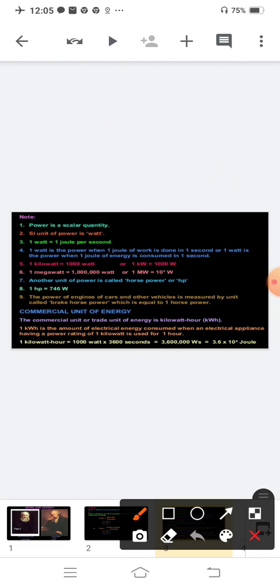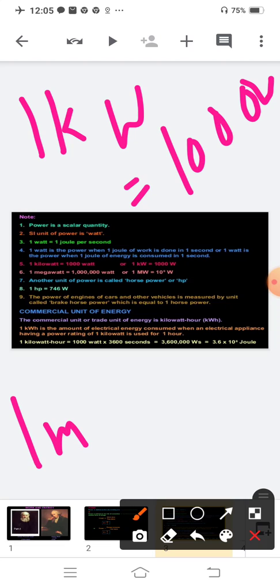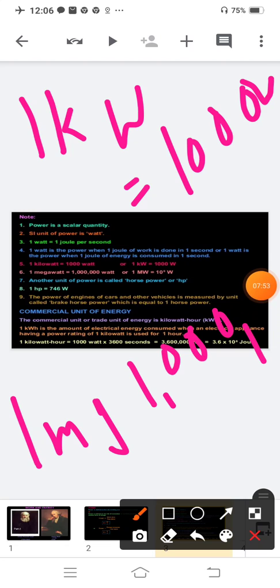Clear? What do you mean by 1 watt? 1 watt is a power when 1 joule of work is done in 1 second, or 1 watt is the power when 1 joule of energy is consumed in 1 second. 1 kilowatt is equal to 1000 watt, and 1 megawatt is equal to 10 lakh watt. Is this clear?